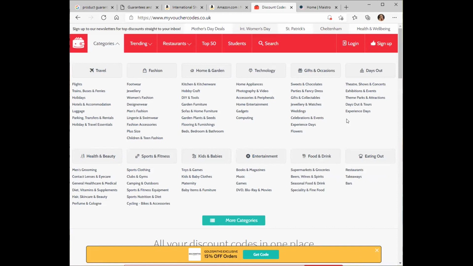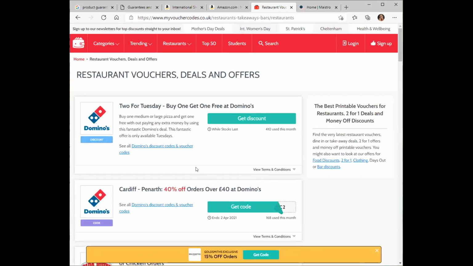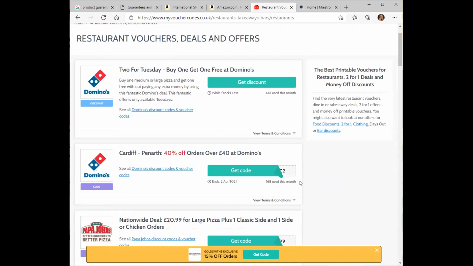Should we put one to the test? Which one should we check for the discount codes for? Eating out. Okay, so let's do restaurants. So when we click on restaurants, we can see all the vouchers and the deals that are available for restaurants. Please, can we see that?